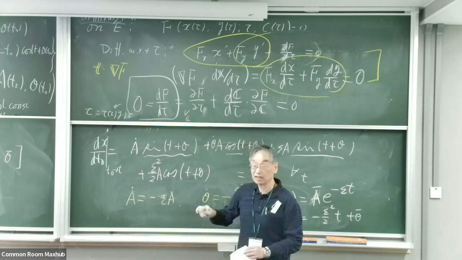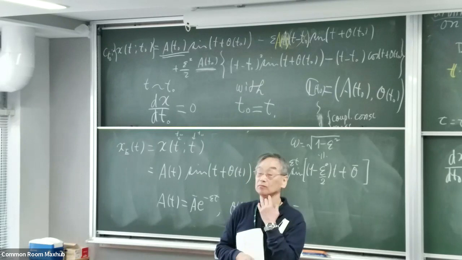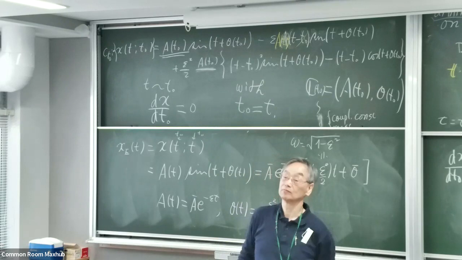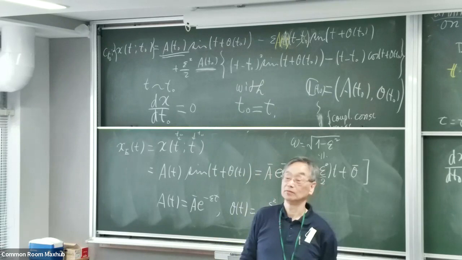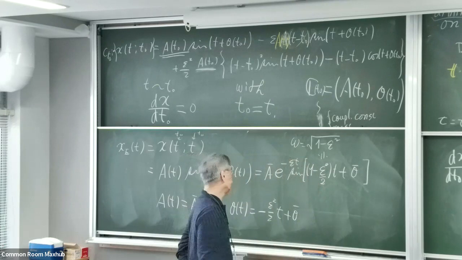Excuse me, amplitude A is exact. Theta is approximate. If we consider a higher perturbation term, the dynamics of A does not change. Yes, it's a natural question, and I was also worried about it. But this equation will not change in the higher order.